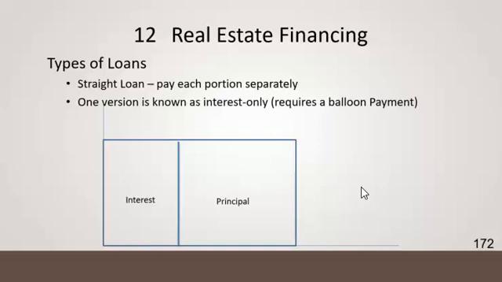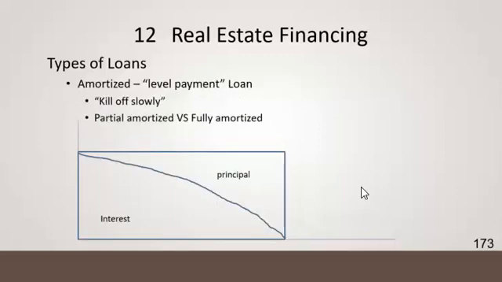Okay? So straight loan means all one portion first, then all the other. And a version of the straight loan is the interest only that we use. All right, the next one I want to talk about is this word that you guys are probably the most common or familiar with, is this loan called an amortized loan.